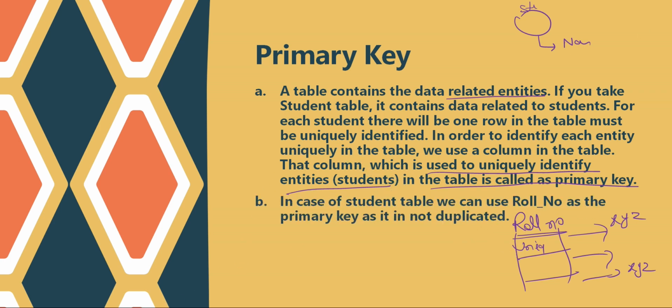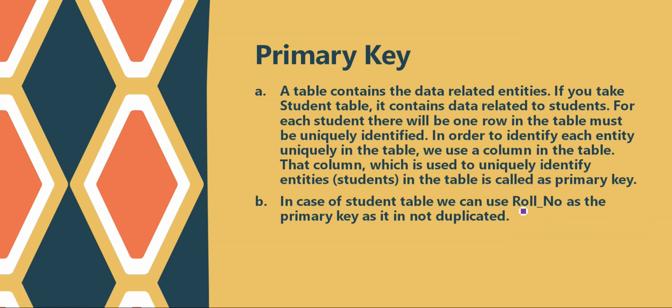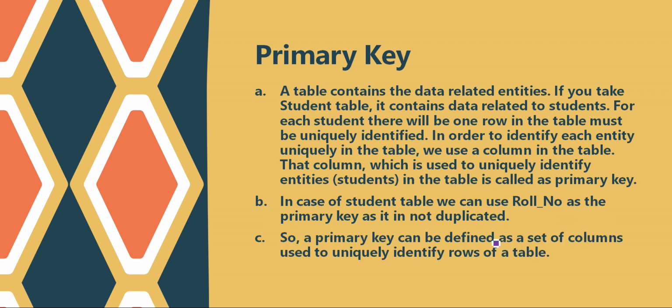So this is written the same. In the case of a student table, we can use roll number as the primary key as it is not duplicated. So a primary key can be defined as a set of columns used to uniquely identify rows of a table.